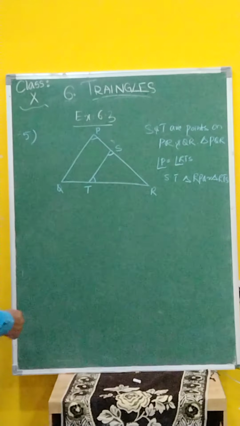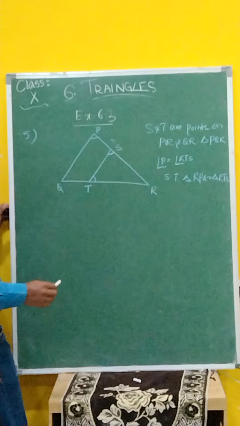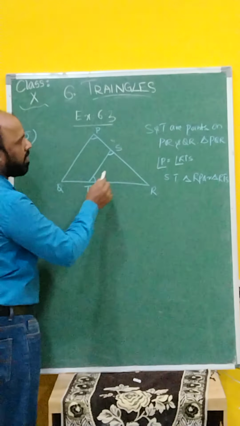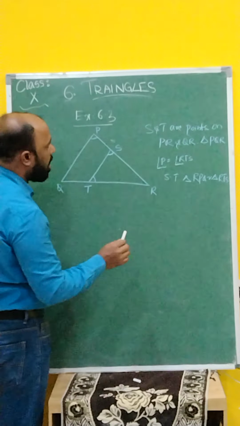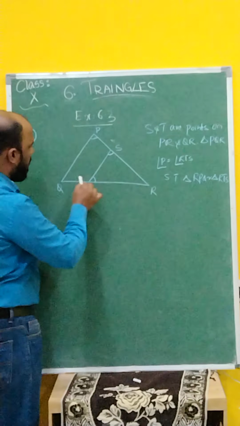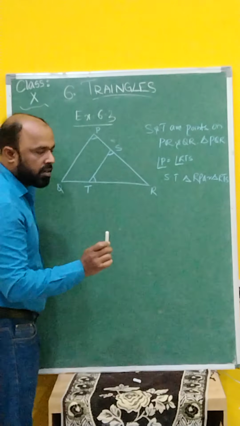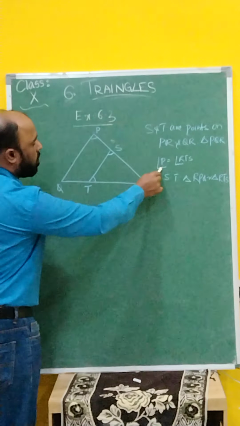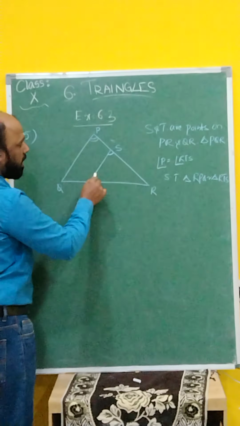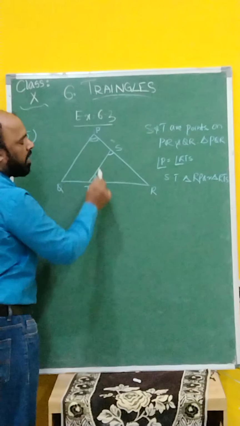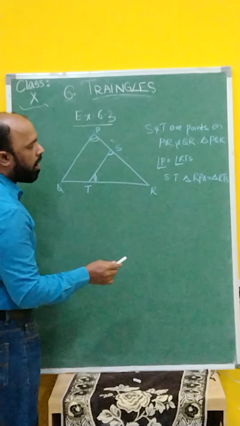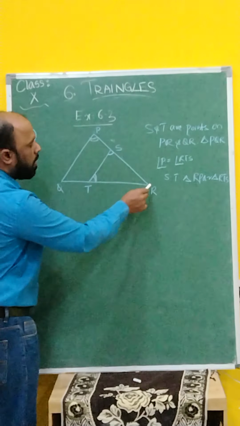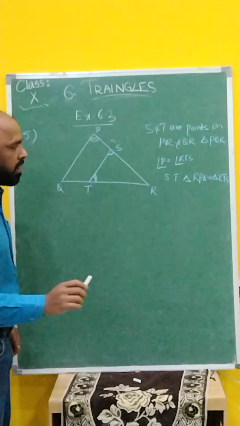Now we will go for question number 5. Read the question, understand the question, then solve it. S and T are points on PR and QR in triangle PQR. And given angle P is equal to angle RTS. These two are equal, given. And show that triangle RPQ is similar to RTS. Clear, children?